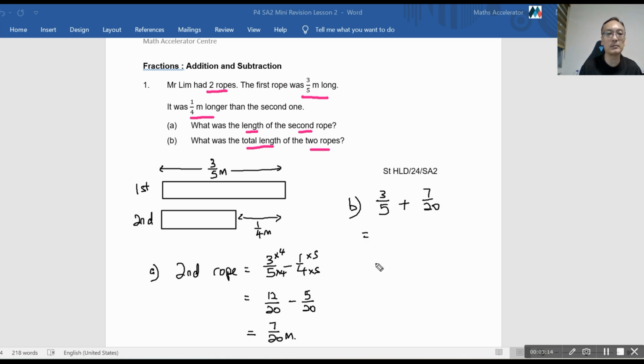Okay, based on our working in part A, we already know that we're able to convert 3/5 into 12/20. Okay, objective is to make the two fractions have the same denominator, right? So this is 12/20 plus 7/20. So 12 plus 7 will give us 19, so it's 19/20 meter. So that is the answer for part B, right?